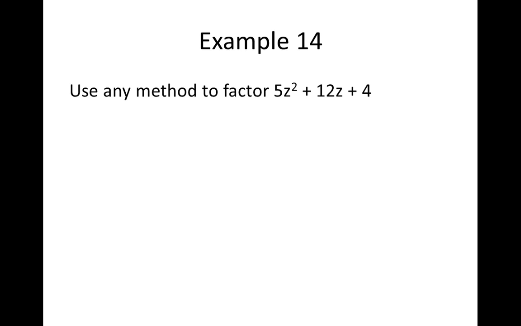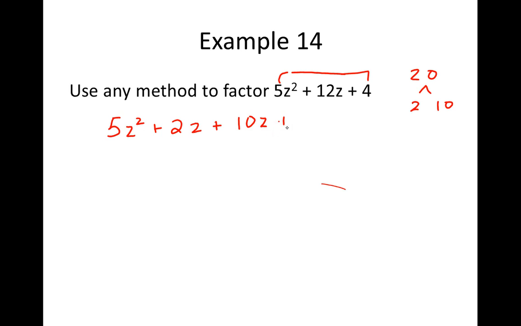5z squared plus 12z plus 4. I have no common factors, so let's go ahead and go 5 times 4 is 20. 2 and 10 jump out at me. So 2 and 10, if I add those together, I get the 12. So 5z squared plus 2z plus 10z plus 4.